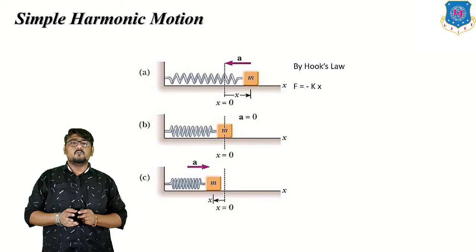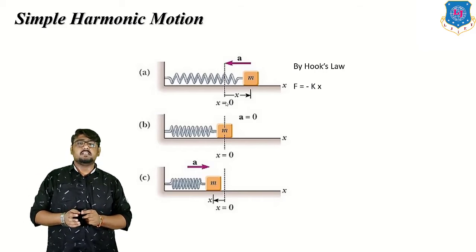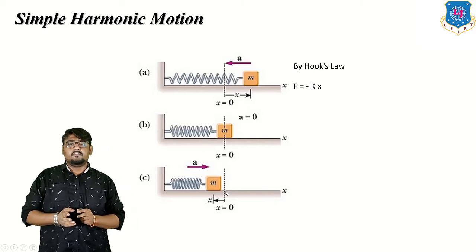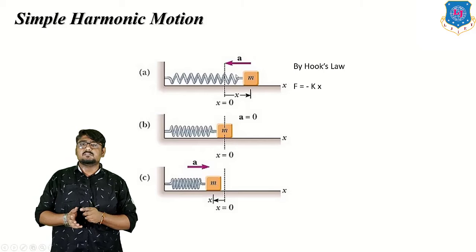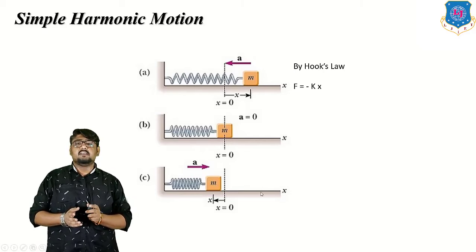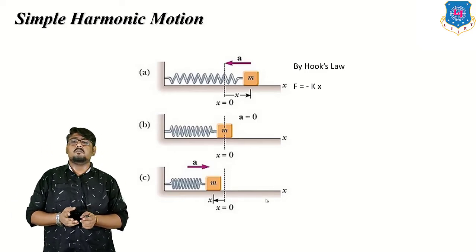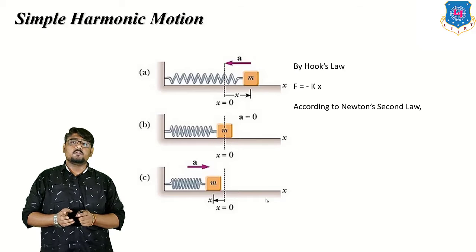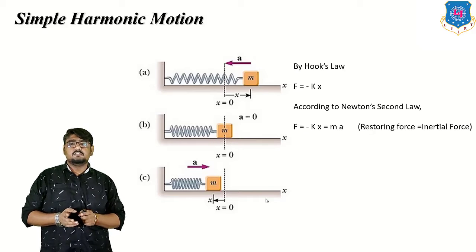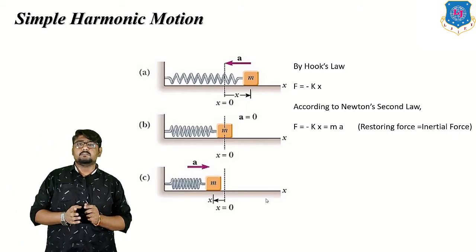When the mass is pulled to the right, the spring gets stretched. Then x is positive and the force is negative and is directed to the left. When x is negative, the spring is compressed and F is positive and directed to the right. So according to Newton's second law of motion, the restoring force produced acceleration. Thus we know that F = -kx = ma, mass into acceleration.